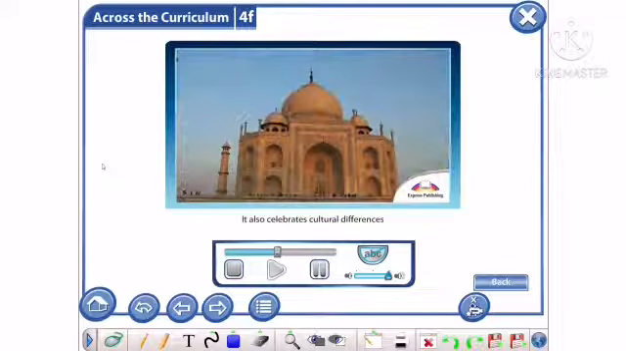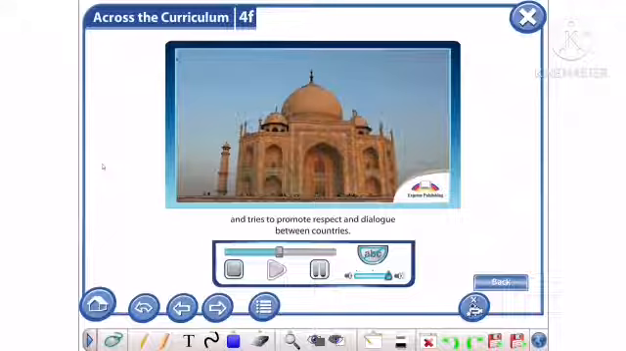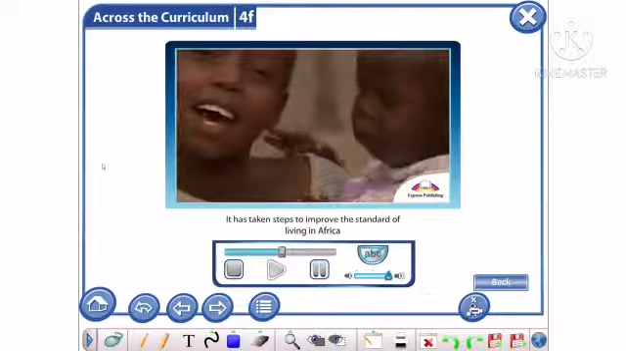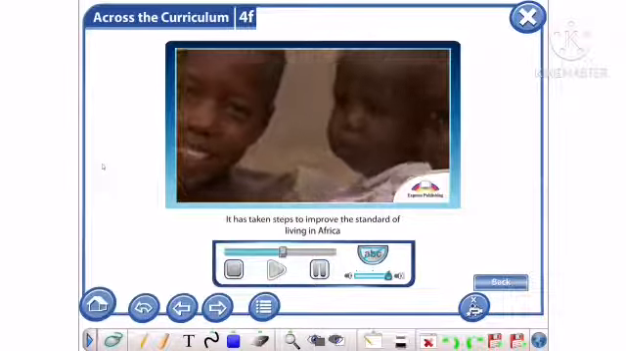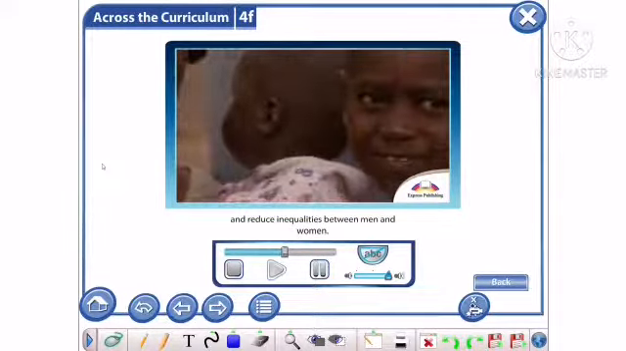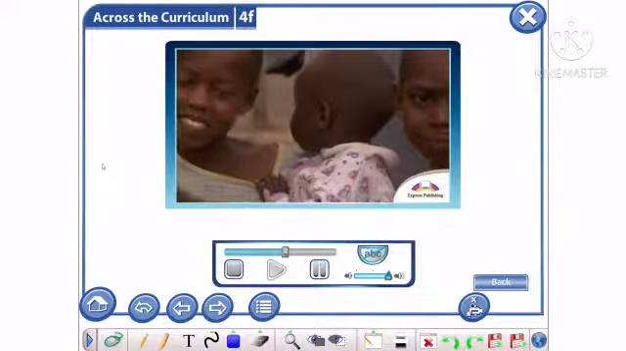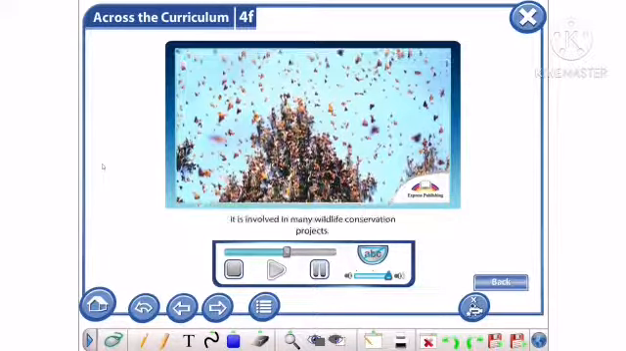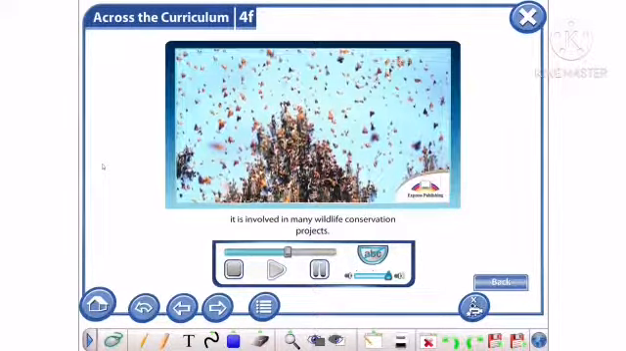It also celebrates cultural differences and tries to promote respect and dialogue between countries. It has taken steps to improve the standard of living in Africa and reduce inequalities between men and women. It does a lot of other work too. For example, it is involved in many wildlife conservation projects.